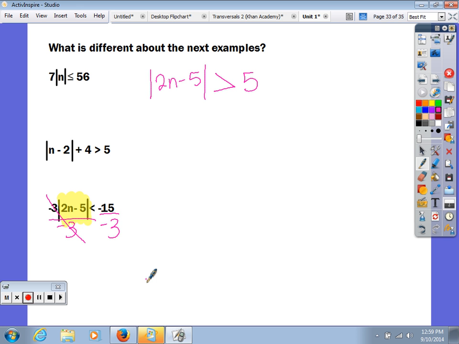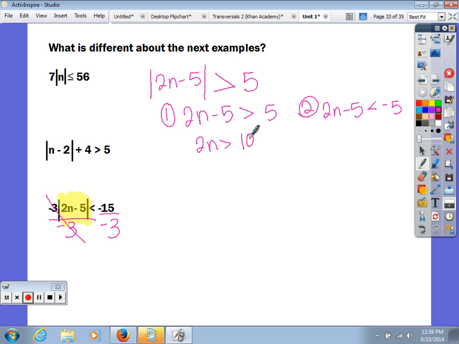All right, and then from here you can make your two cases, which is 2n minus 5 greater than 5. In your second case, 2n minus 5 is less than -5 because you flip and then you switch. And then solving for it, we're going to get 10, and then you're going to get 5. Once again, solving for this one, you're going to get 0, and then that will just leave you with 0.